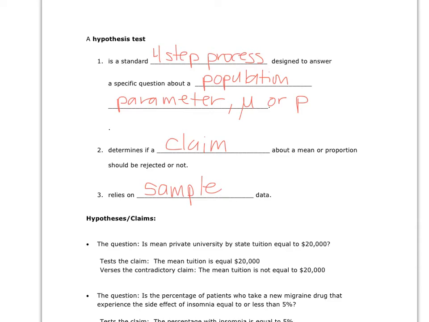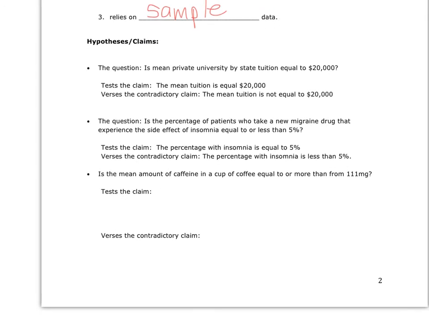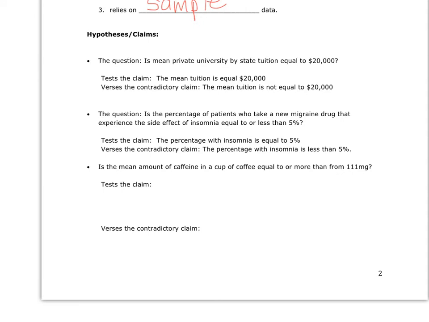So let's talk a little bit more about hypotheses, or these claims. If we have the question, is the mean private university by state tuition equal to $20,000, we can put that in terms of two contradictory claims. One would be the mean tuition is equal to $20,000. And then the contradictory claim would be the mean tuition is not equal to $20,000. So we can go from that question into two separate claims that are contradictory to each other. They can't both happen at the same time.